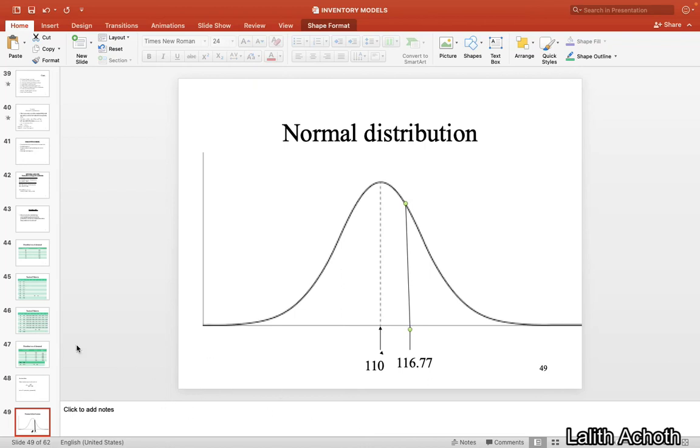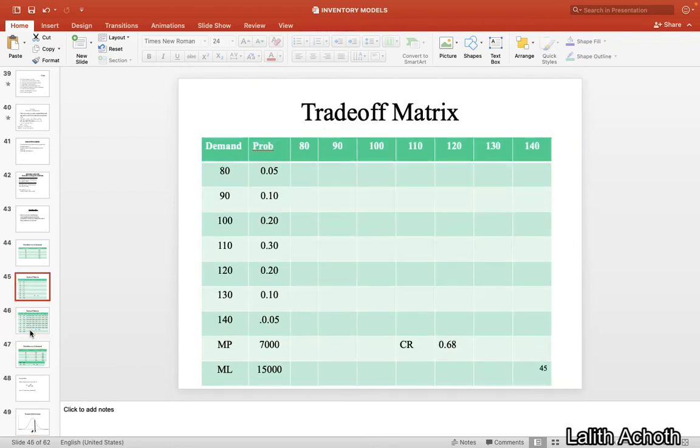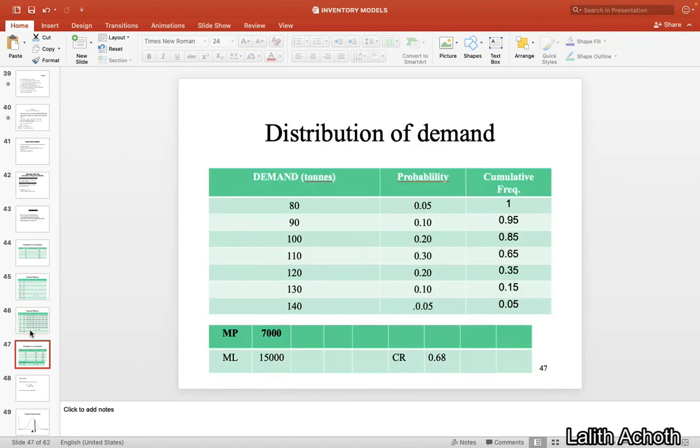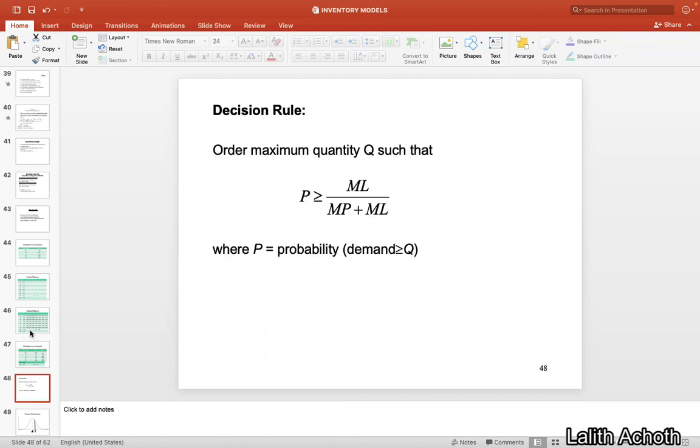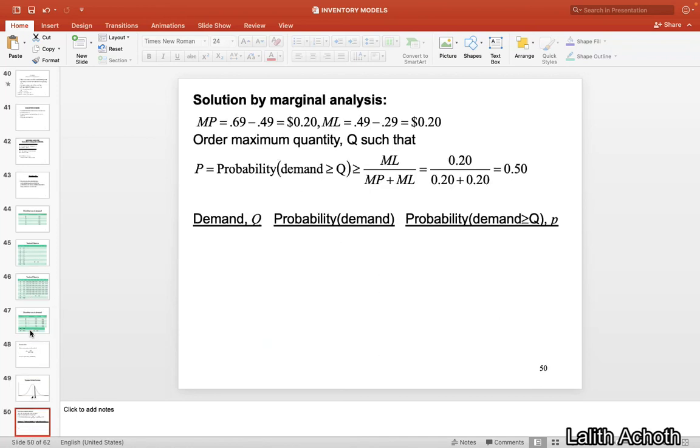When you have historical data, then you use your own data, and you cumulate it. Please remember, cumulate it from the bottom if your critical ratio is loss divided by profit. If your critical ratio is profit divided by loss, then you move from the top downwards. So that's what you should remember.